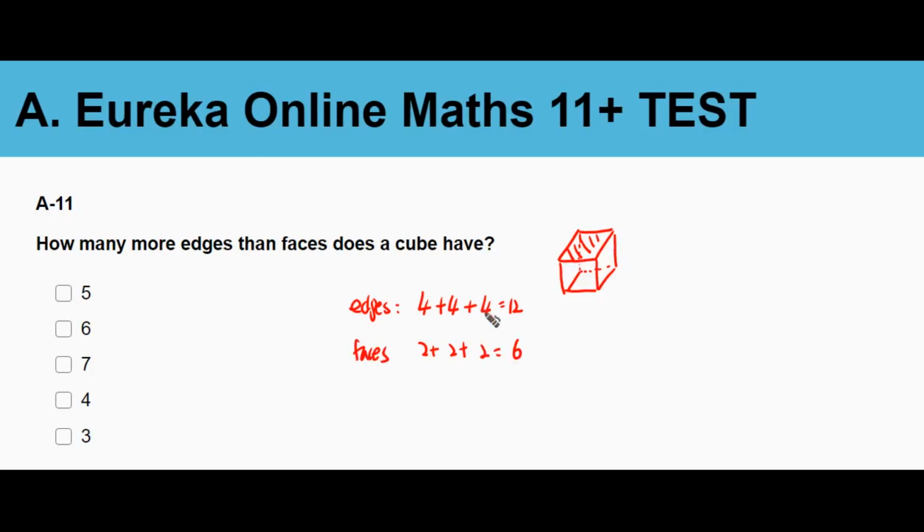So how many more edges than faces for a cube? Yes, 12 minus 6 is 6. The answer is the second one.